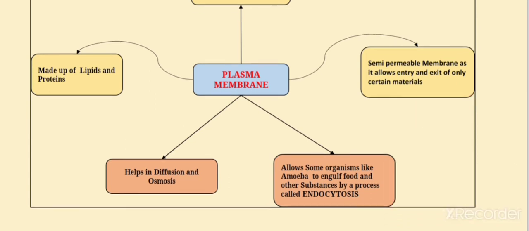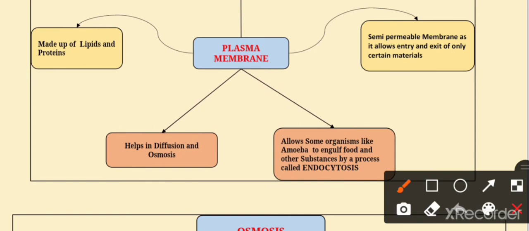Now fourth one, it helps in diffusion and osmosis. What do you mean by diffusion? I think all of you know about these two terms, na? Diffusion and osmosis we discussed in our chapter reading. Diffusion means the movement of substances, gases, from higher concentration to lower concentration, and the movement of water from higher concentration to lower concentration is known as osmosis. So these are the two processes which are done by the plasma membrane. Plasma membrane helps in diffusion and osmosis both.